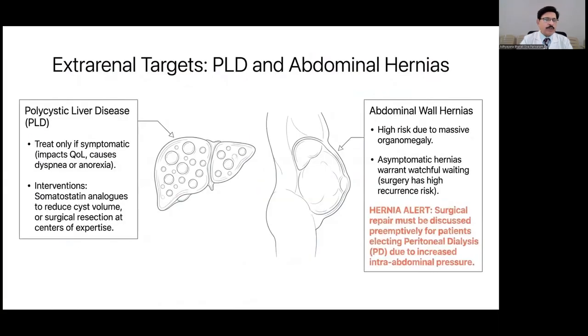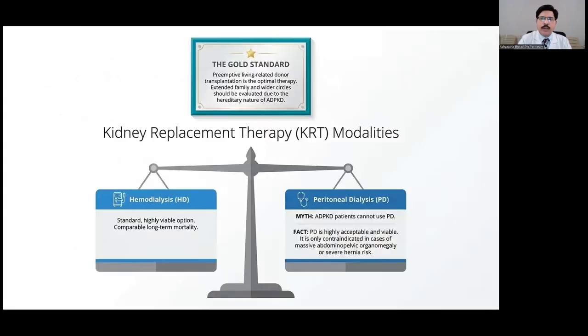Now, extrarenal targets. What are the extrarenal targets? Liver: there will be polycystic liver disease, and there may also be abdominal wall hernias. Hernia alert: surgical repair must be discussed preemptively for patients considering peritoneal dialysis.